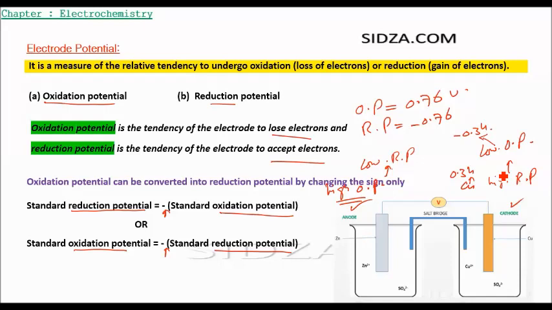So this is how we interconvert oxidation potential into reduction potential and reduction potential into oxidation potential. So to conclude here, we can say that electrode potential is a measure of a relative tendency of the electrodes to lose or gain electrons, and the tendency to lose the electron is called oxidation potential, and the tendency to gain the electron is called reduction potential.